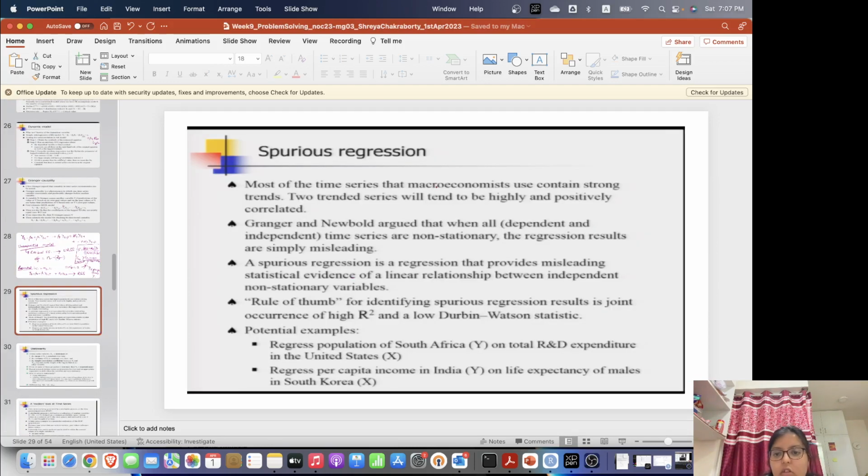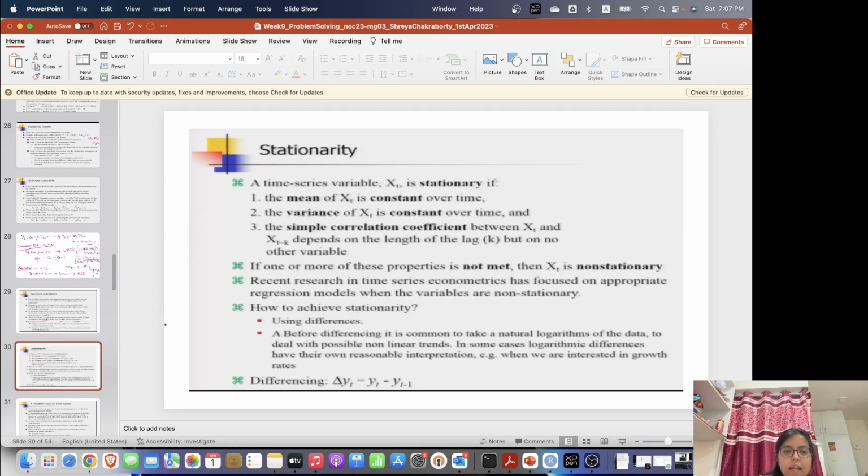So then we also spoke about some spurious regression where the x's and y's do not make any sense. Nevertheless, they have high R square and a low Durbin-Watson statistic. So we have to be mindful of such cases as well. And then, as I was saying, we were talking about stationarity.